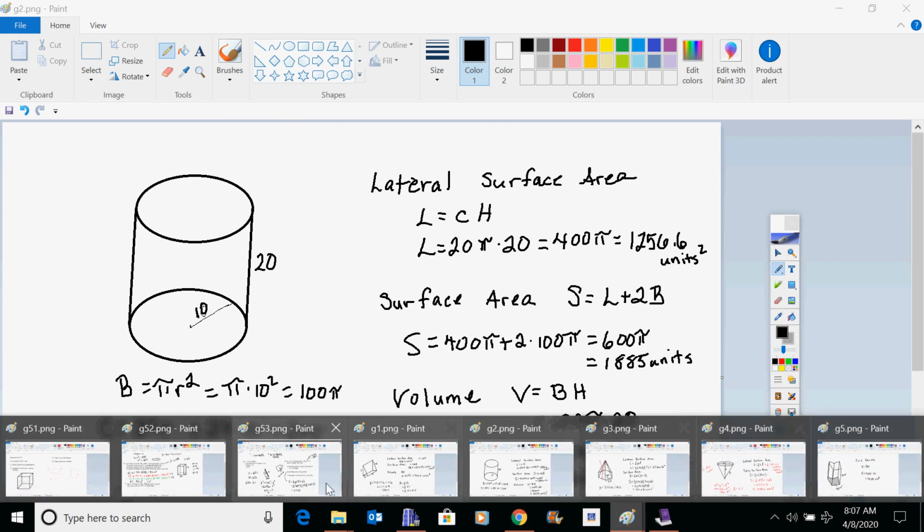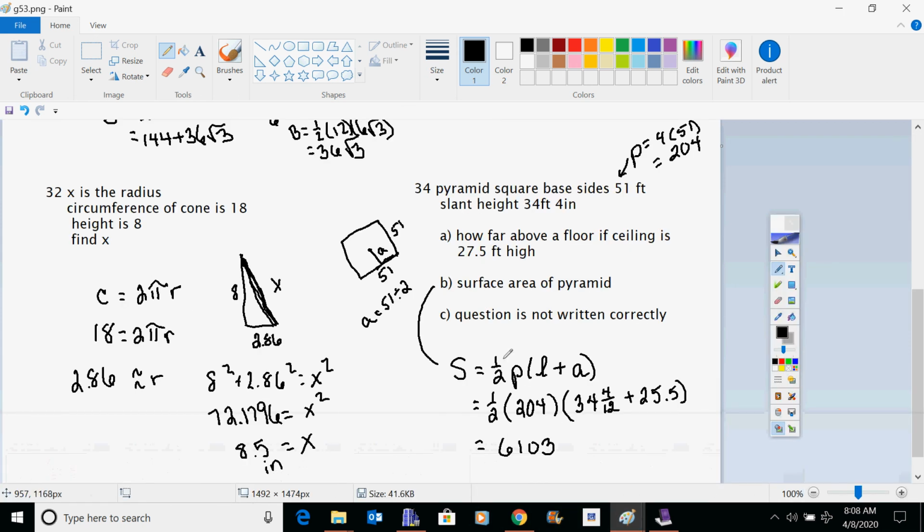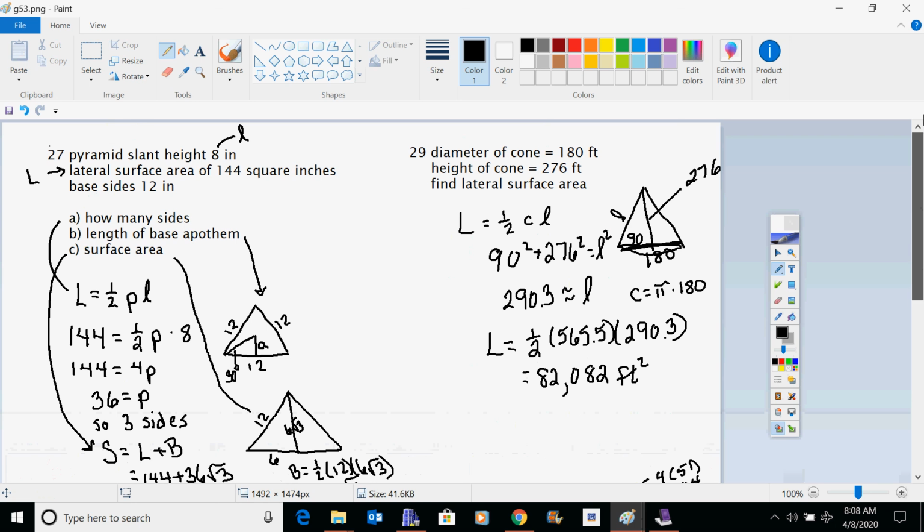Then we move on to this one. This was from assignment 53 that people asked some questions about. This 27 gave the pyramid slant height, and what you notice here is I've got some notes taken from the problem. I did not write out the entire problem, but I took notes on it, which is really what you should be doing on homework questions that you don't understand. Once you've consolidated the information, it makes it a little easier to figure out. This one had some big challenges in it.